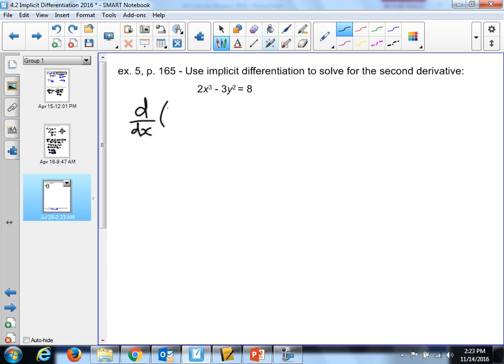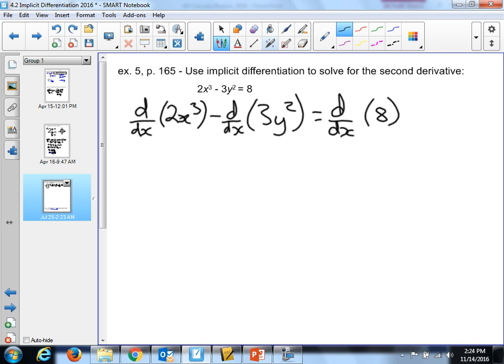D by dx of 2x cubed minus d by dx of 3y squared equals d by dx of 8. I'm writing this out because I'm instructing you. I can imagine that you would be able to skip writing that out totally. Sometimes it's helpful, though, if there's a product rule. There isn't in this case. So I'm giving you a second. Come up with the next line, and then we'll compare.